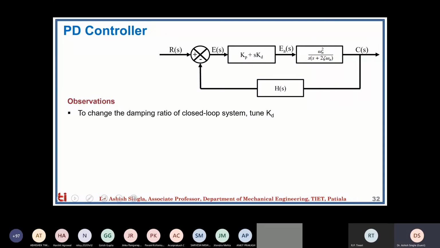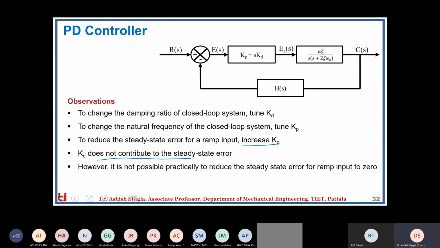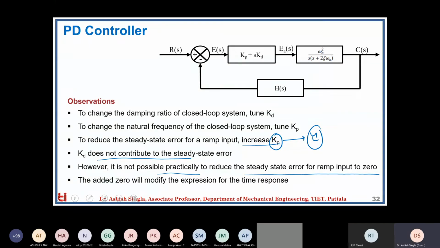So observations: to change the damping, we should tune Kd. To change the natural frequency, we should tune Kp. And to reduce the steady state error for a ramp input, we can increase Kp, but that cannot be increased infinitely. And finally, Kd does not contribute to the steady state error. And as I mentioned, it is not possible practically to reduce the steady state error for ramp input to 0, because this Kp is related to the tau, the motor torque of the system, and you cannot have infinite torque from any motor. And the added 0 will modify the expression in the time response.